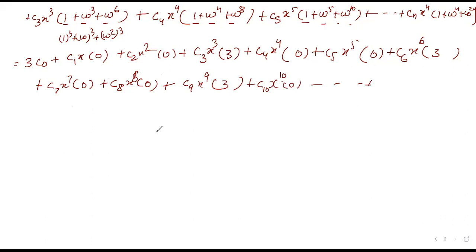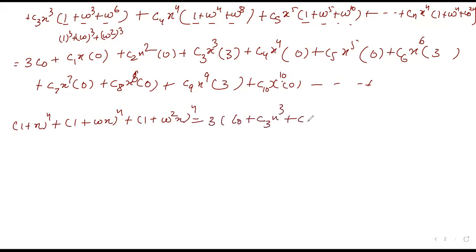So what will I get if I sum them all? I will only get 1 plus x raised to the power n, 1 plus omega x raised to the power n, 1 plus omega square x raised to the power n. That will come 3 times c0 plus c3 x cube plus c6 x raised to the power 6 plus c9 x raised to the power 9 plus c12 x raised to the power 12, and so on.